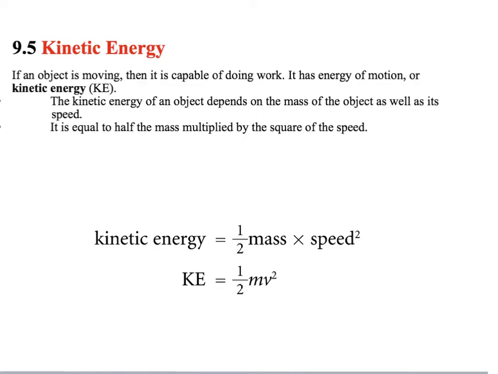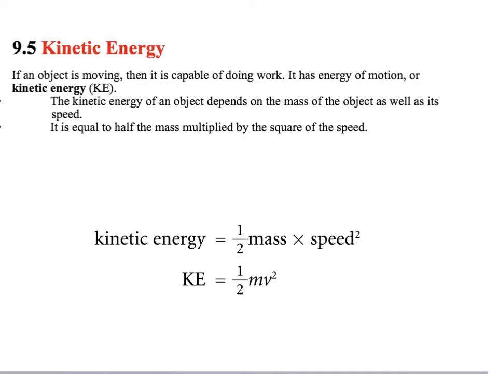And what this means is, if something is rolling along, it has a certain amount of kinetic energy. If the mass of the object is doubled, then you end up with 1/2 of twice mv squared, which is going to double the total kinetic energy.